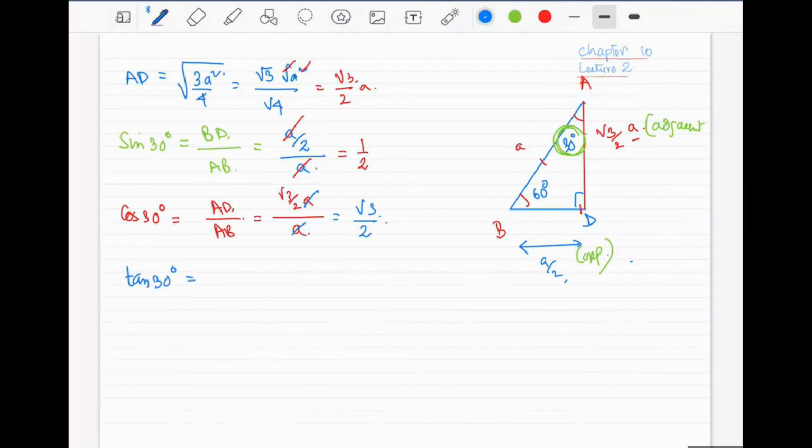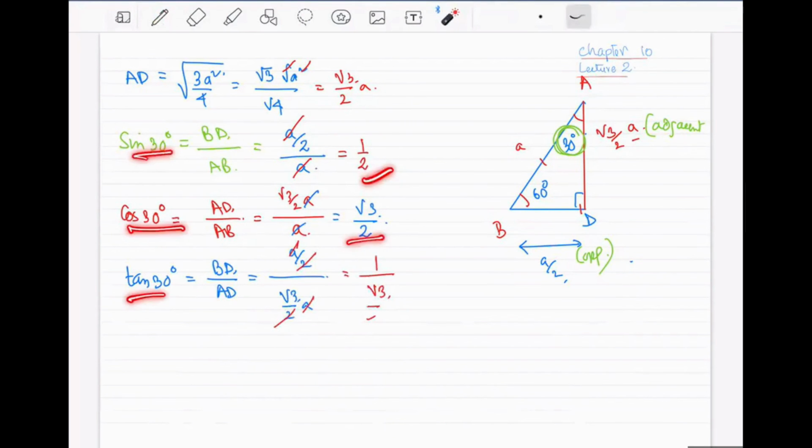What about tan 30? It's opposite by adjacent, isn't it? Opposite is this one. Adjacent is this one. So you divide them. BD divided by AD. BD is how much? BD is A by 2 divided by AD, which is root 3 by 2. Again, A and A can be cancelled out. Look at 2 here. 2 is denominator in both cases, right? So I can cancel out the 2 also. Anything remaining from numerator? Nothing, just 1. What about the denominator? Root 3 is remaining. So sine 30 is how much? 1 by 2. Cos 30 is root 3 by 2. Tan 30 is 1 by root 3.